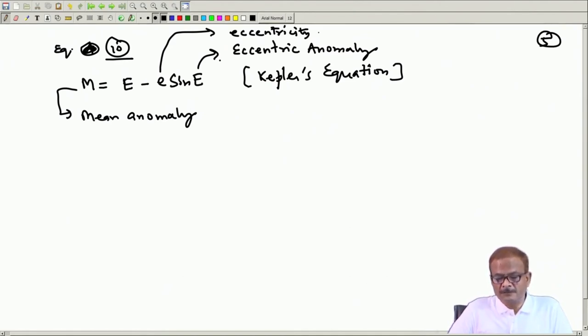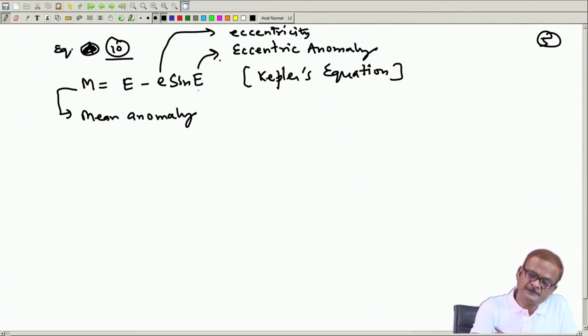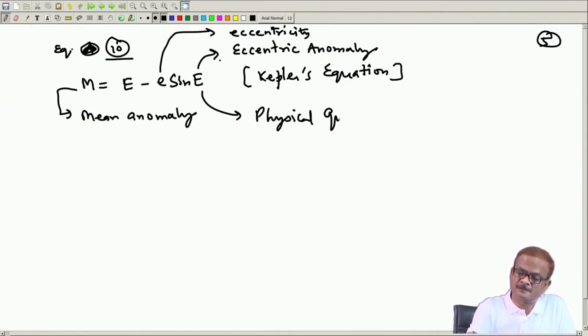Now, if you remember, I said once during the last lecture or maybe before that, that the eccentric anomaly E is a physical quantity. Also, the true anomaly theta is a physical quantity. Physical quantity means you can visualize it on the figure.